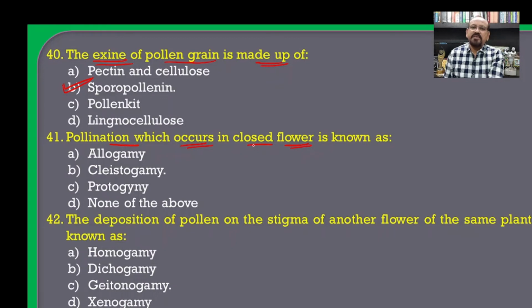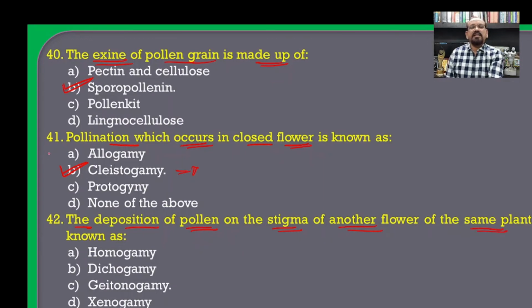If you see this phenomenon, it is one of the modifications in the flower with respect to self-pollination. When the flowers are permanently closed, there must be self-pollination, and this is known as cleistogamy. This phenomenon is very common in Commelina bengalensis. Then, the deposition of pollen on the stigma of another flower of the same plant.